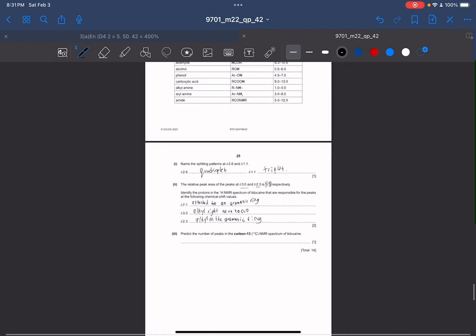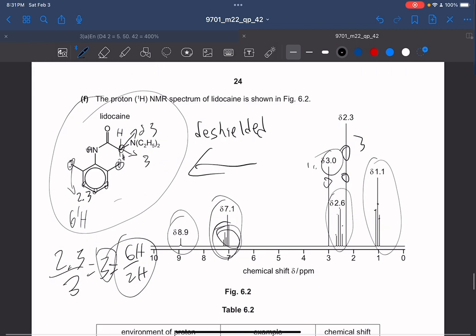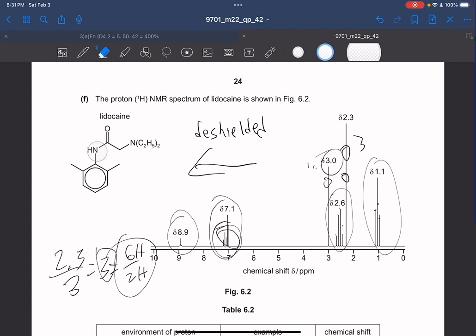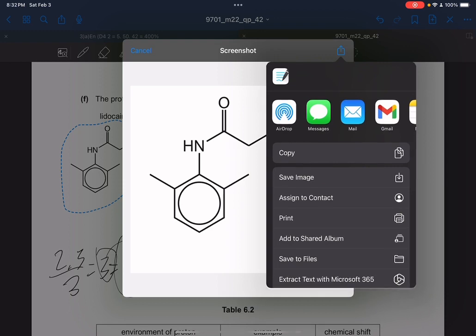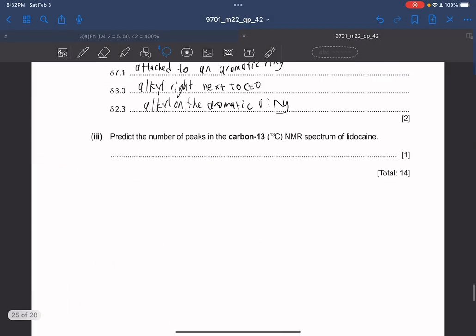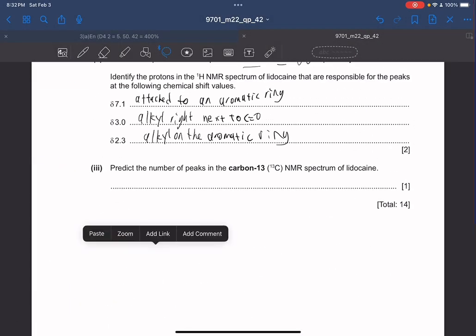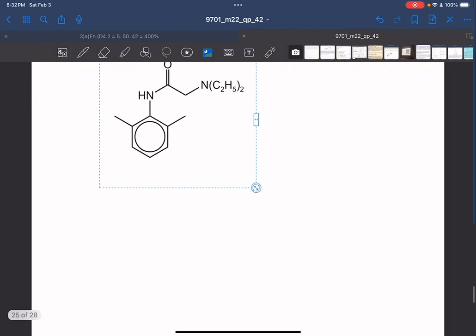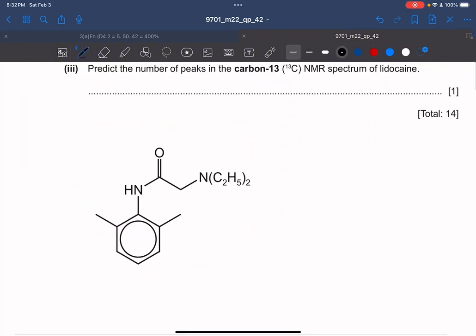All right, so last question of this whole paper. Overall impression of the paper is, I wouldn't say it's that hard. I also wouldn't say it's that easy. I'd give it a 7 out of 10, I guess, on how difficult it is.